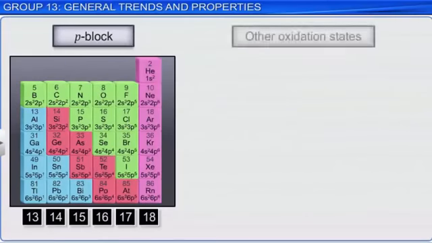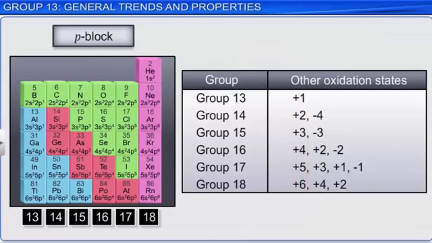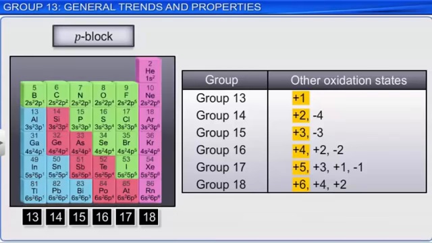However, other oxidation states are possible for each group. Often, an oxidation number 2 away from the total number of valence electrons is stable. The stability of oxidation states that are 2 less than the group oxidation state is sometimes attributed to the inert pair effect. As elements get heavier down a column, the oxidation state 2 less than the group oxidation state becomes more stable. This does vary somewhat from group to group.